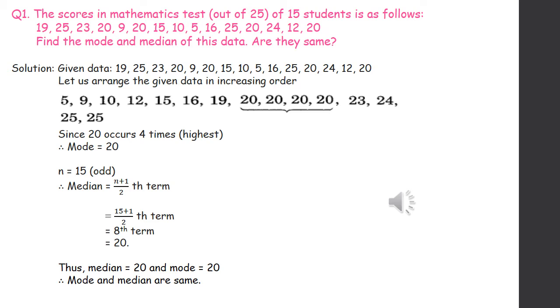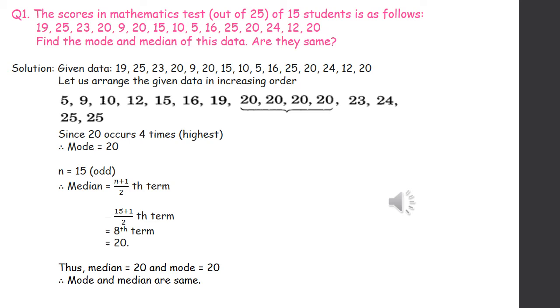Now, we will be arranging the given data in ascending order. It can be descending order as well. Whatever is convenient, we will do that. And this arrangement is known as array, A-R-R-A-Y. So, after putting it in an array, we can see that 20 is occurring 4 times. That means it's the highest number of times. So, mode of the observation is 20.